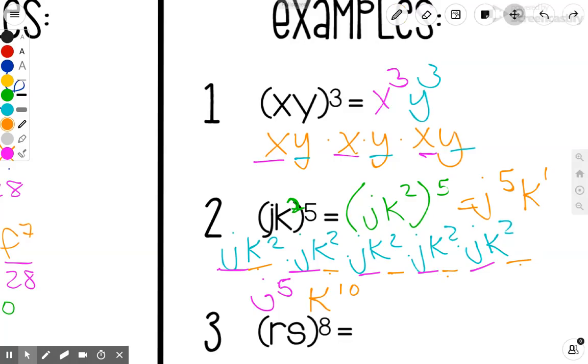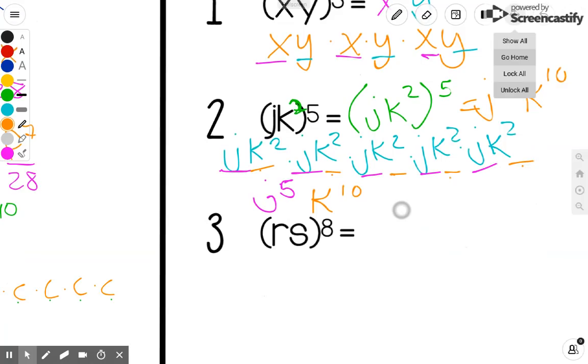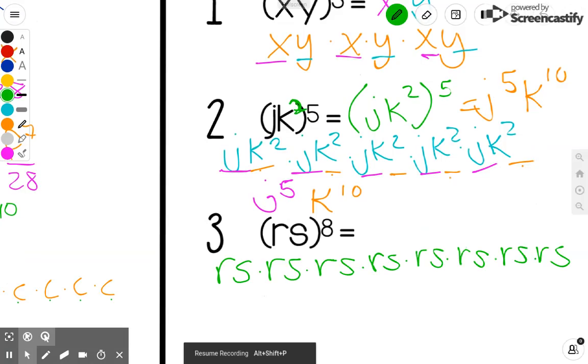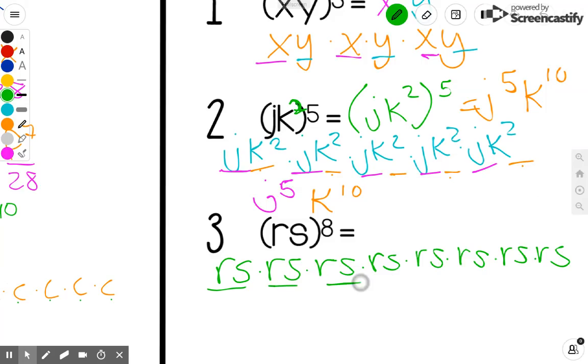Go ahead and try rs to the 8th power. So when I expanded this, I got rs 8 times. So there it is, 8 times. And if I count up all my r's, I've got r to the 8th. And then if I count up all my s's, I got s to the 8th.